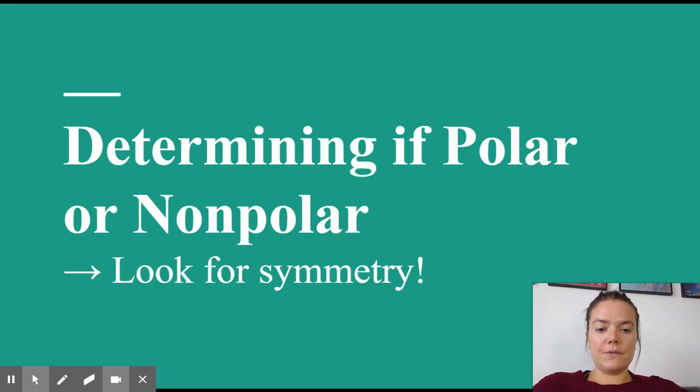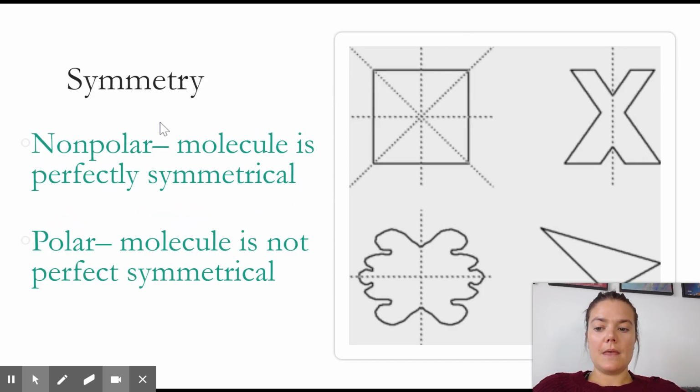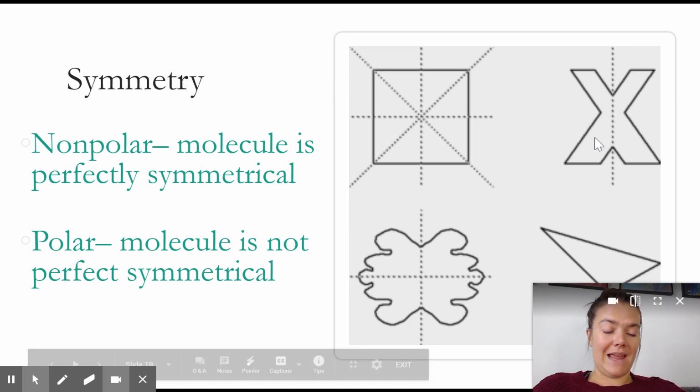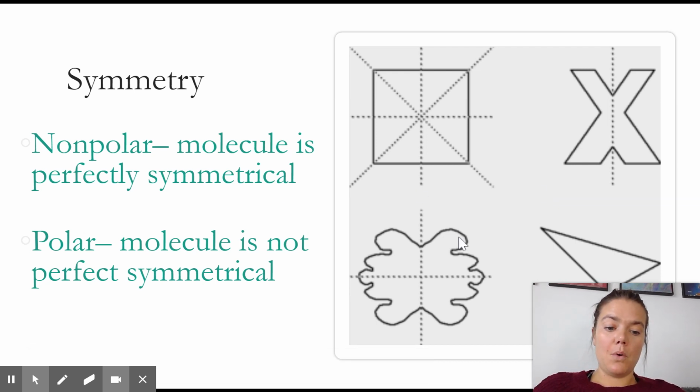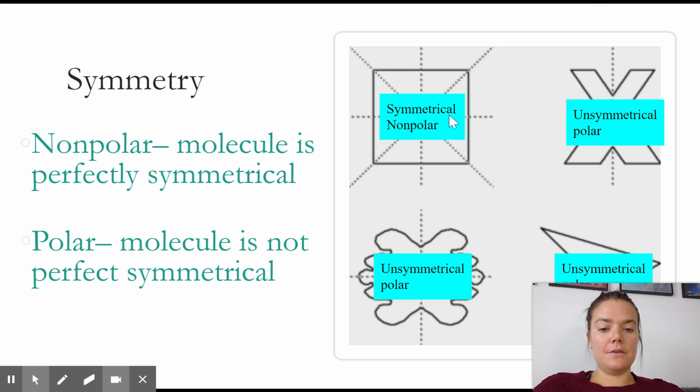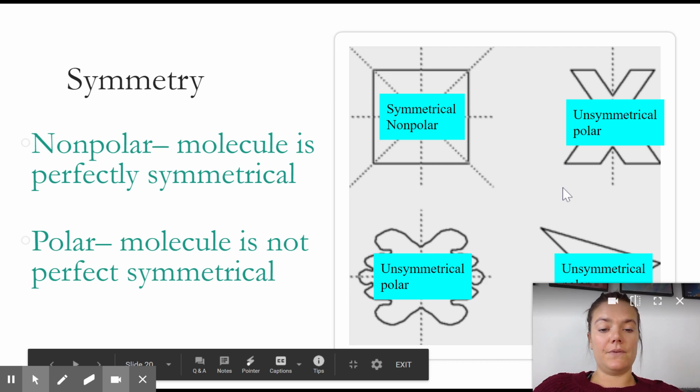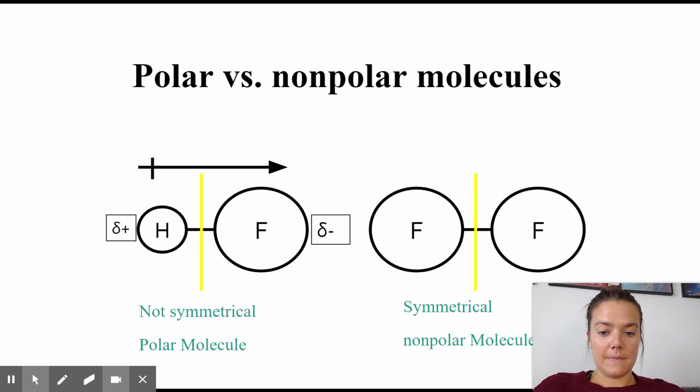So when we're looking for the symmetry, then we connect it to if it is polar or nonpolar. If it is perfectly symmetrical, like this box right here, that means it is a nonpolar molecule. If it is not symmetrical, if it's missing some lines of symmetry, if it only has maybe one, that means it is a polar molecule. So based on that understanding, this would be our nonpolar molecule. The other 3 would be polar because they are not perfectly symmetrical. They are unsymmetrical. All right.